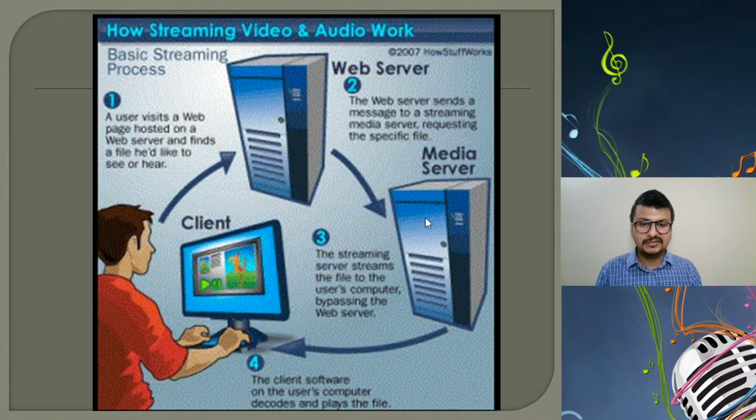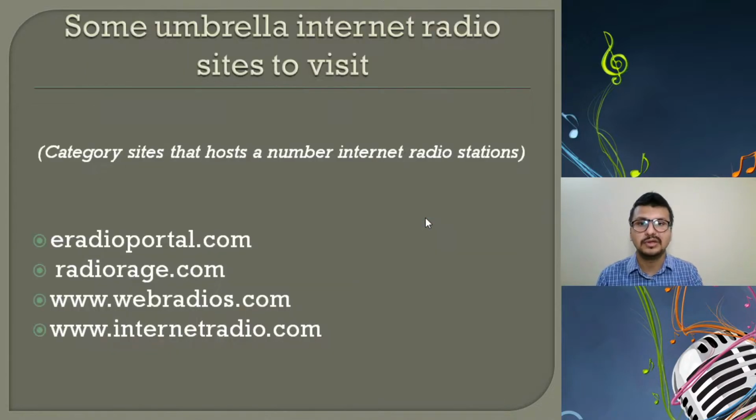Then fourth, the client software on the user's computer decodes and plays the file, using the plugins that make it easy to access the content from the server to the client. So this is a four-step process. This is a small process. It will tell you how streaming of audio or video really works.